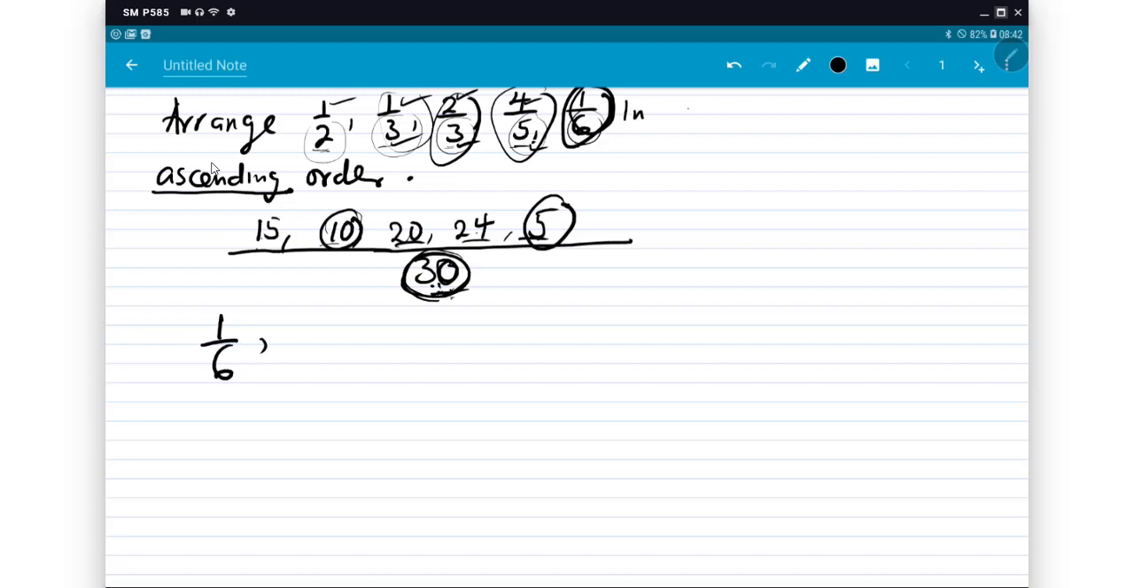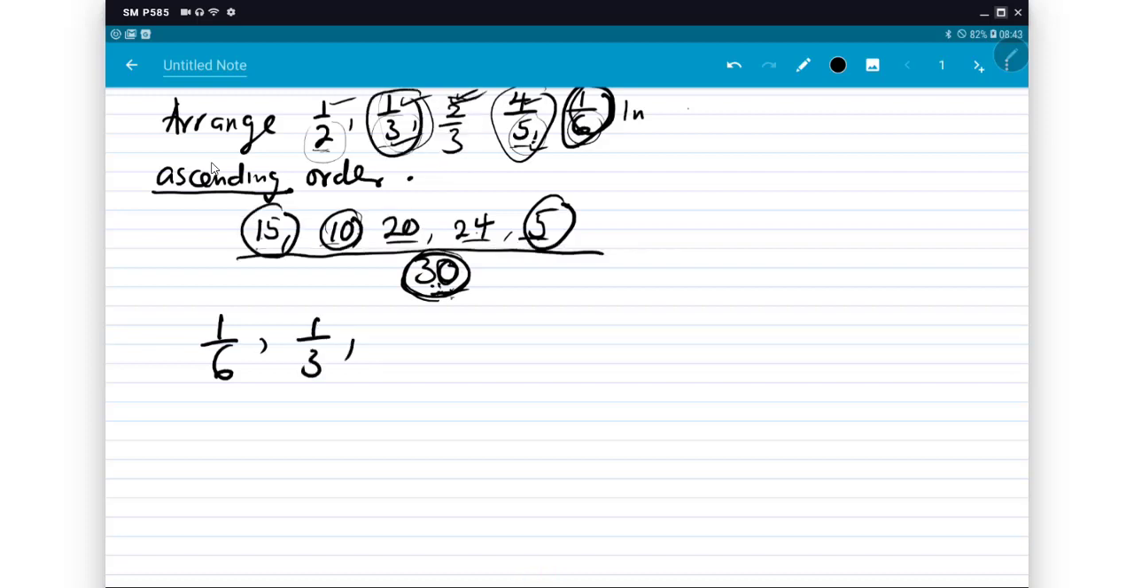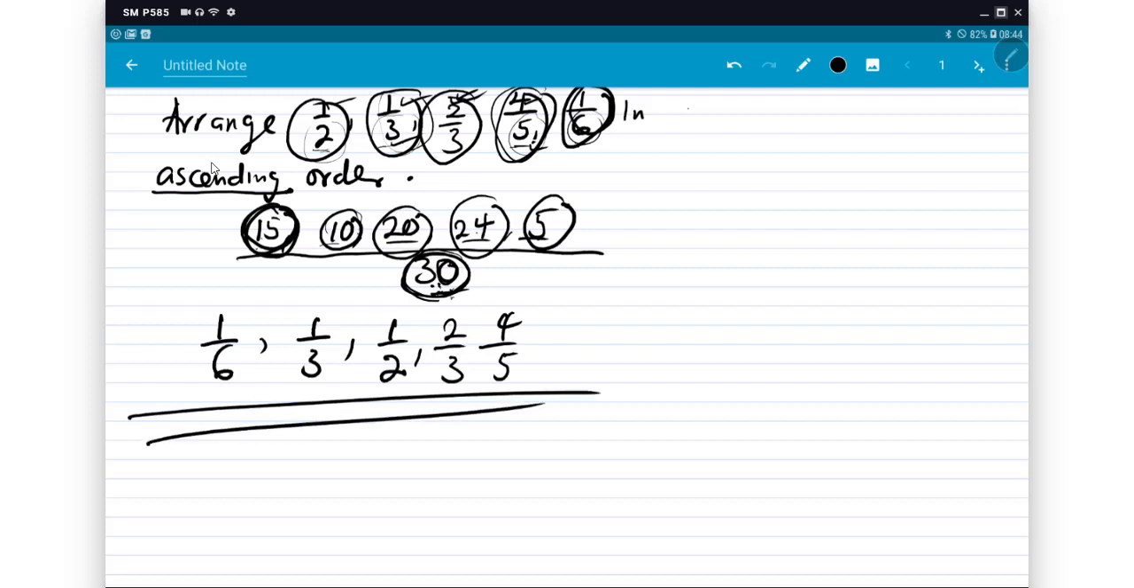After 5, the next is 10, which is 1 over 3. Then the next is 15, which is 1 over 2. And the next is 20, alright, which is 2 over 3. And the next is 24, which is 4 over 5. So we have been able to arrange these fractions in ascending order: 1 over 6, 1 over 3, 1 over 2, 2 over 3, and then 4 over 5. So that's another way we can apply one of those 2 points to arrange fractions.